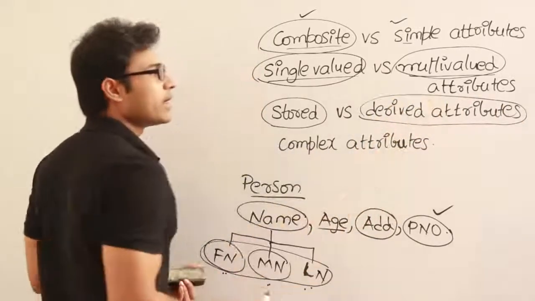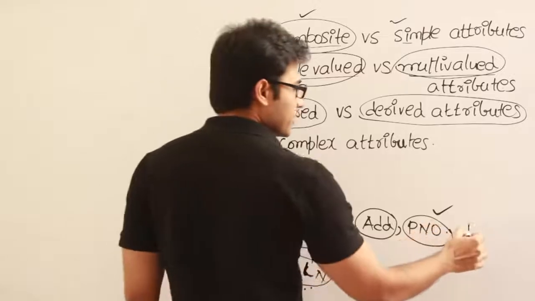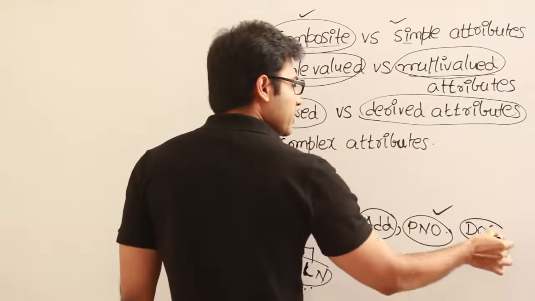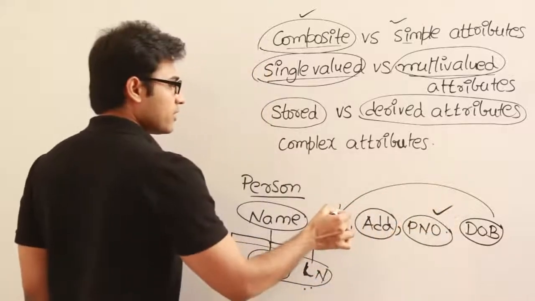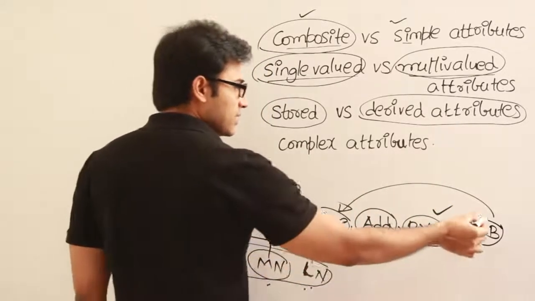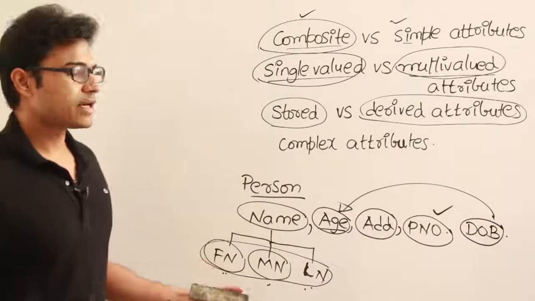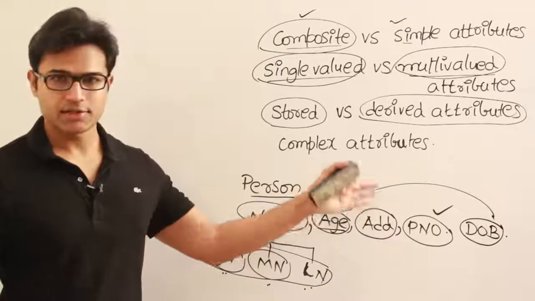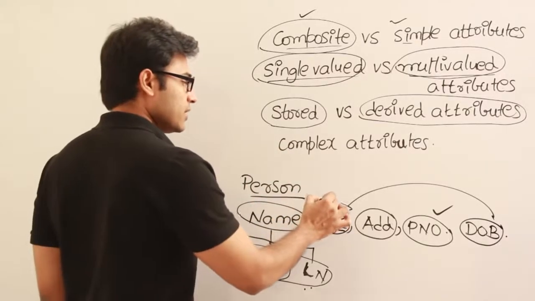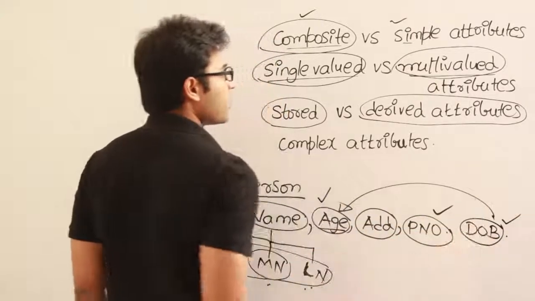Whenever they are required, we derive them. For example, I can have date of birth. Then depending on the date of birth, I can actually derive age. Therefore I need not store age. I'll just store date of birth, and whenever it is required, depending on the present date and the date of birth, I'll just derive the age. In that way, age can be a derived value attribute, and date of birth can be a stored attribute.